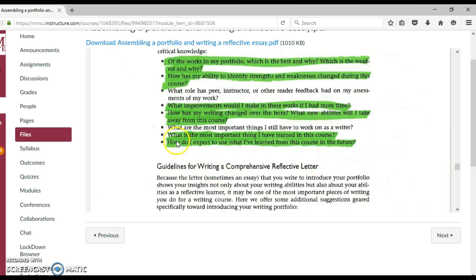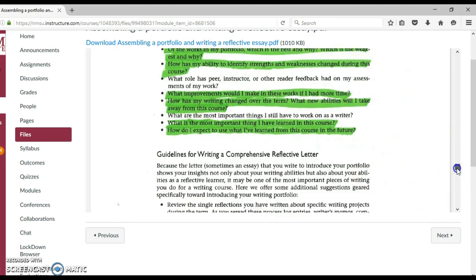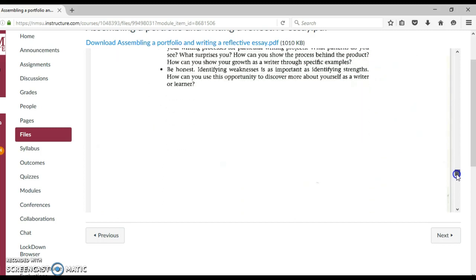And I think that these last two questions are great to include in the conclusion of your letter. In the conclusion of your letter, you definitely want to look at the future and how you're going to use what you learned in this class later on in your career or in your college major.